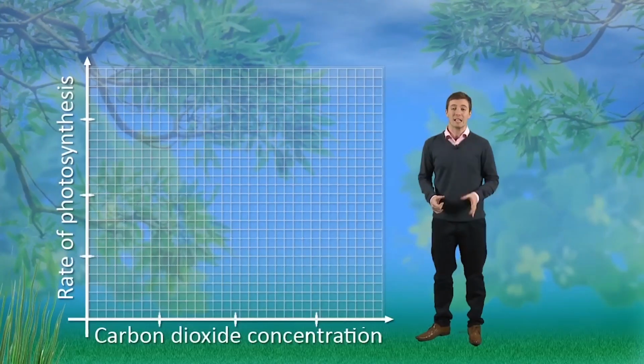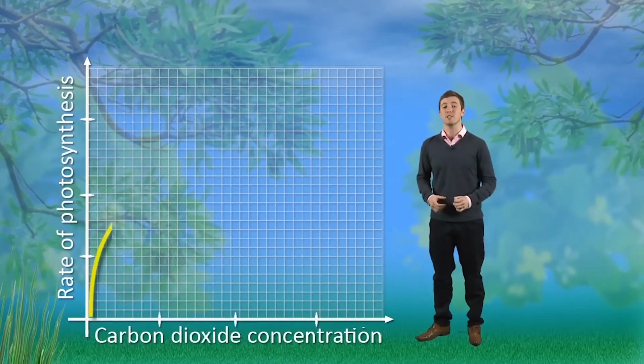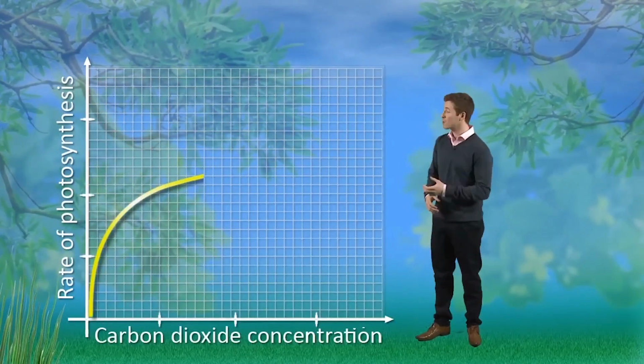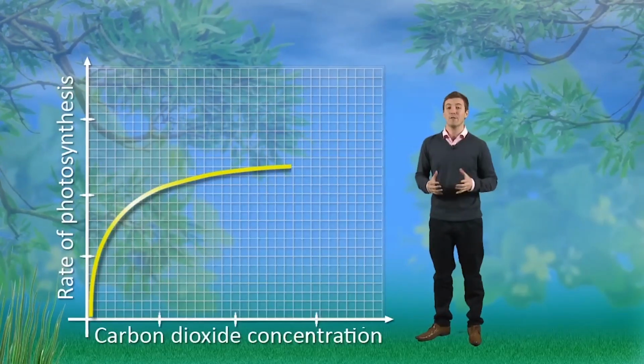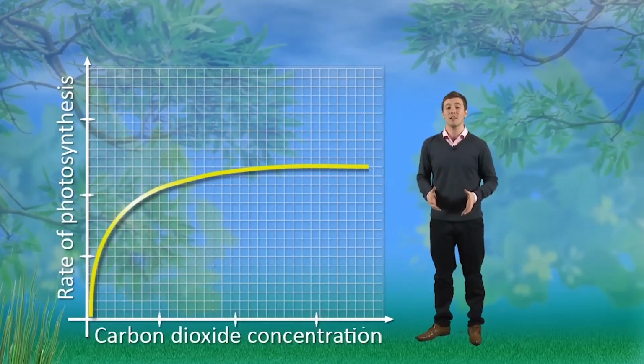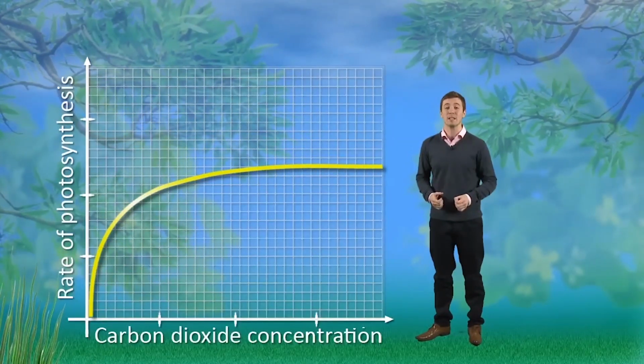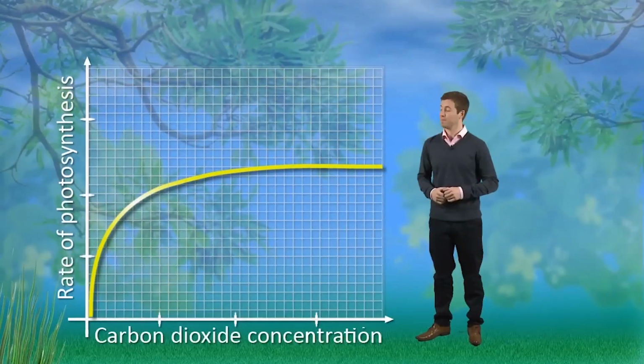Carbon dioxide is needed to make glucose. Just like light, increasing it will only increase the rate of photosynthesis up to a certain point. If there is plenty of light and carbon dioxide, then temperature is probably limiting the rate of photosynthesis.